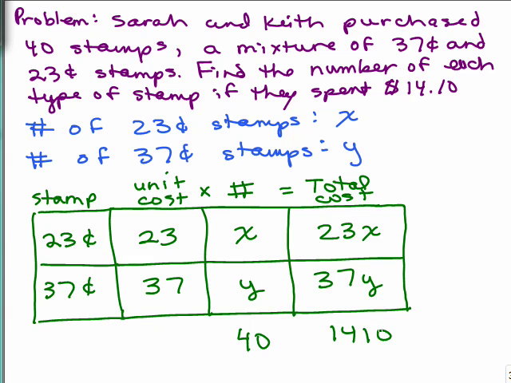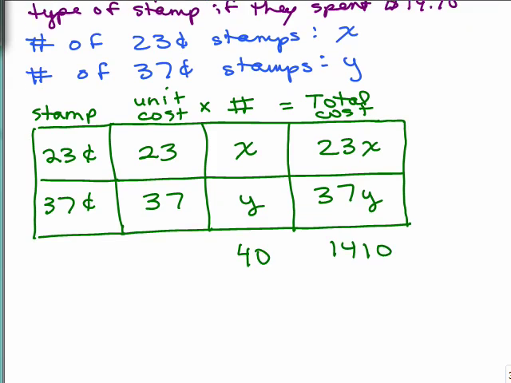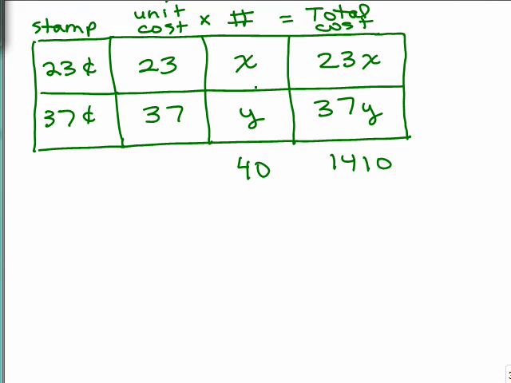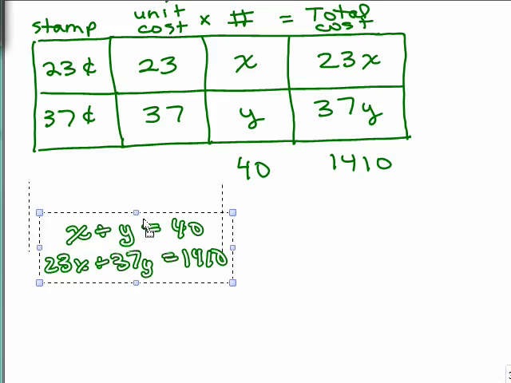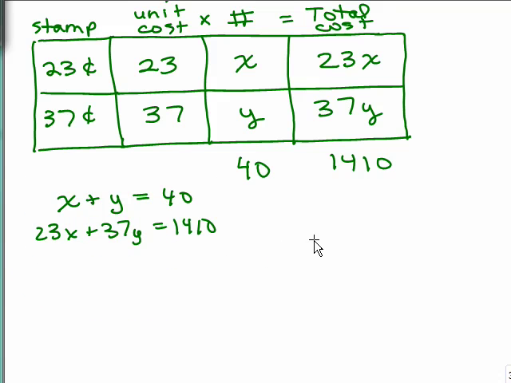These columns really add up to your equations. So I have two equations right here. X plus Y is 40 will give me one equation, and 23X plus 37Y is 1410 will give me my other equation. So these are going to be your two equations. That's your system, in other words. And that's the hard part, right? Getting the equation. The easy part is solving it.